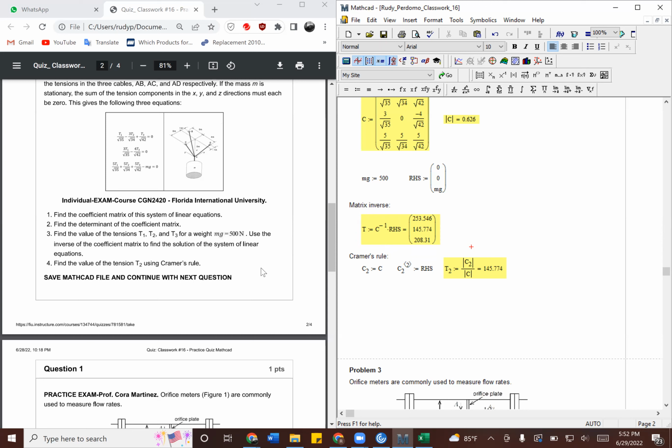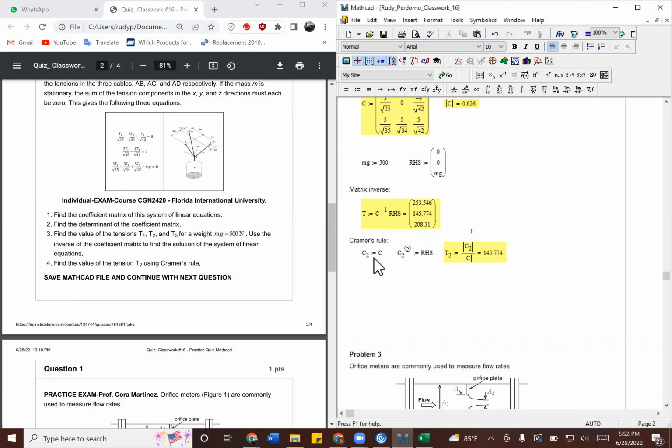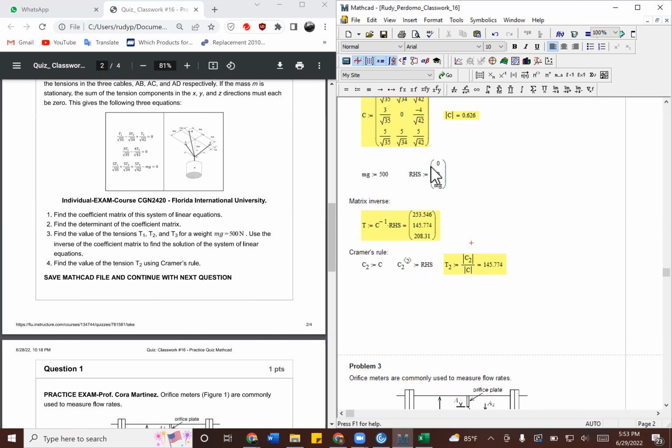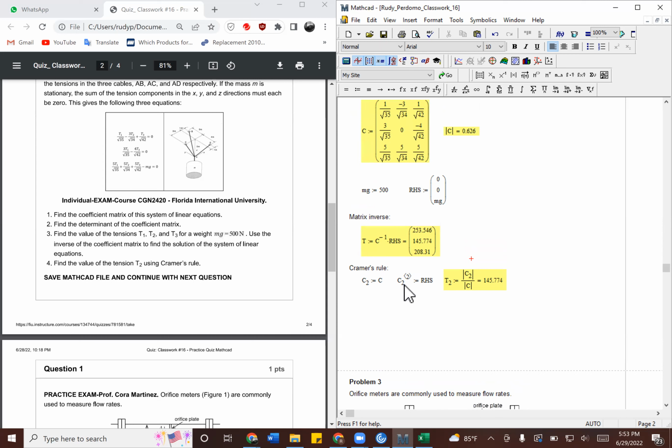Okay. So this is T1, T2, and T3. Got it. So now it says find the value of the tension T2 using Cramer's rule. So what you do is you make a new matrix here. So in this case, we'll call it C2 for T2, and then set that equal to the coefficient matrix. So now C2 is this right here. But now we're going to use that column thingy that we used. So C2, and then use this matrix column. So what we're saying is we're going to take column 2 of C2 and replace it with this vector here.